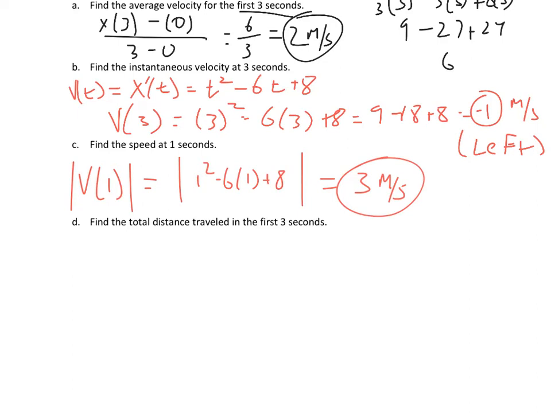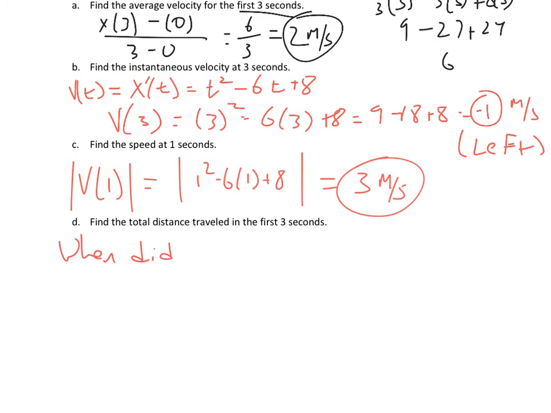So that's the speed. It doesn't tell us left and right. It's actually going, well, actually it is going right, it looks like, at 1 second. All right, then this one's probably the trickiest one here. Total distance, and this is the main thing I wanted to point out in this video that I'm actually making here. So total distance in 3 seconds, we've got to figure out where it stopped, or when did it stop.